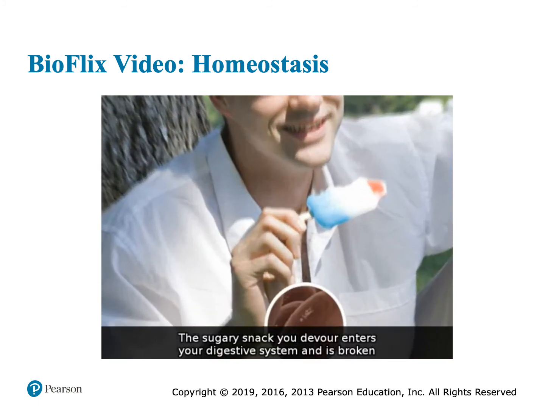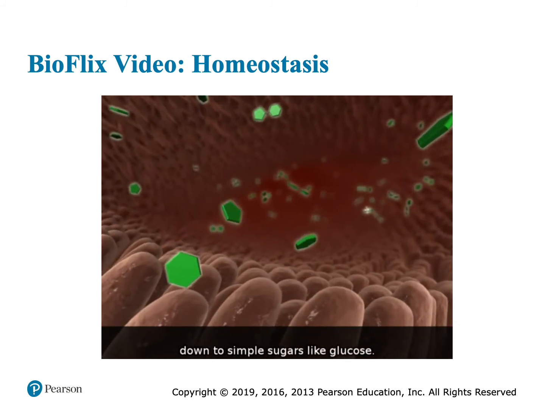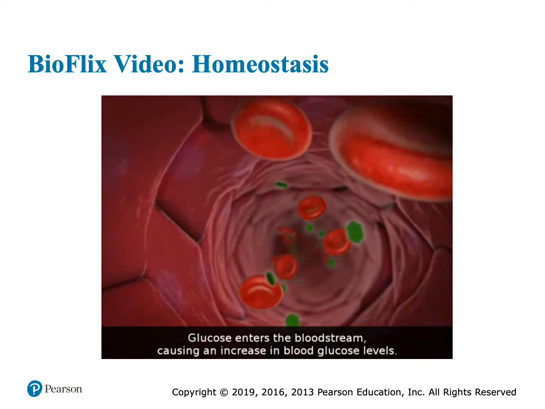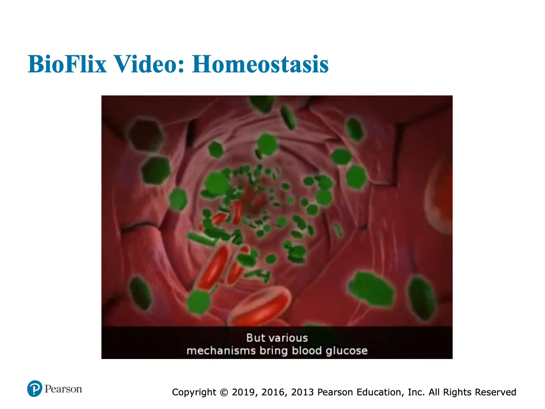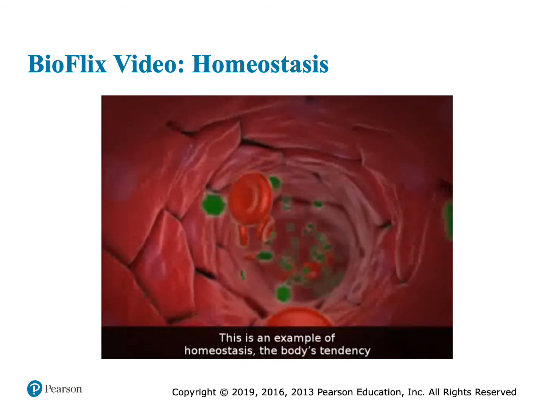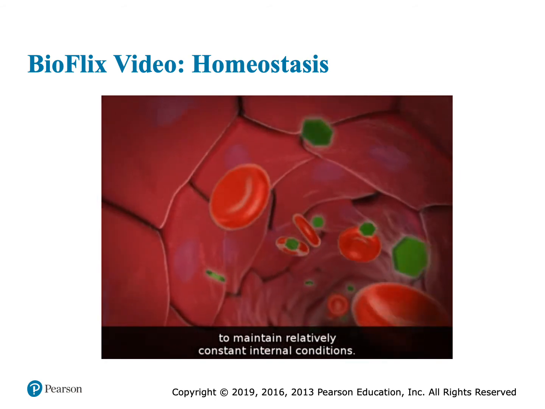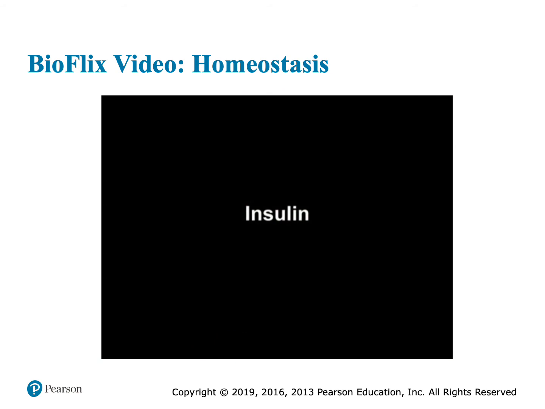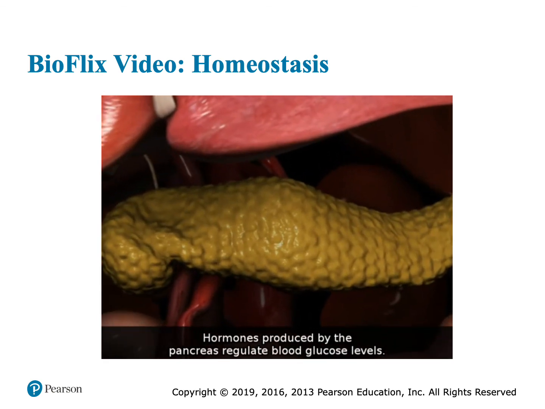The sugary snack you devour enters your digestive system and is broken down to simple sugars like glucose. Glucose enters the bloodstream, causing an increase in blood glucose levels. But various mechanisms bring blood glucose back down to its normal level, the set point. This is an example of homeostasis, the body's tendency to maintain relatively constant internal conditions. Hormones produced by the pancreas regulate blood glucose levels.